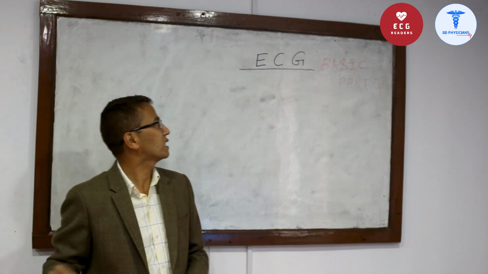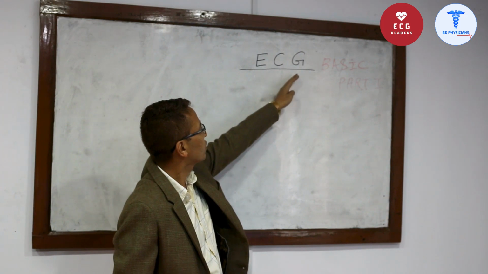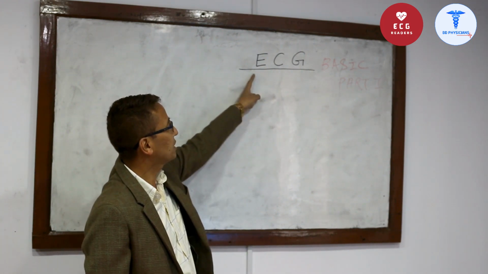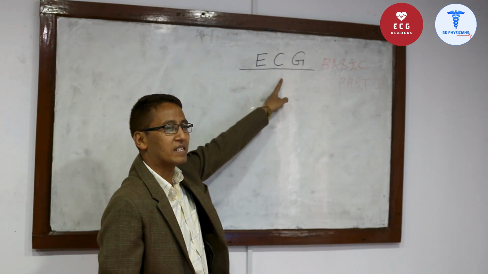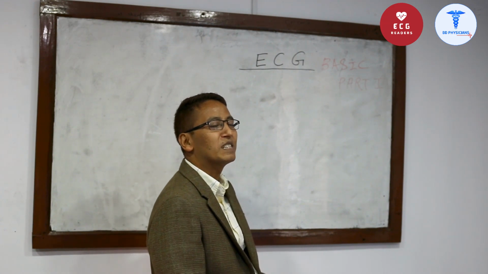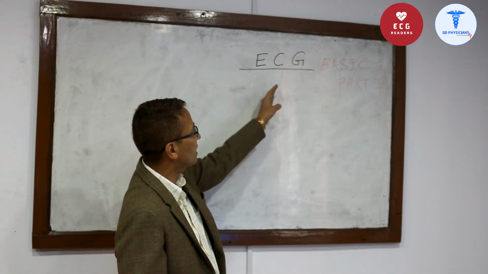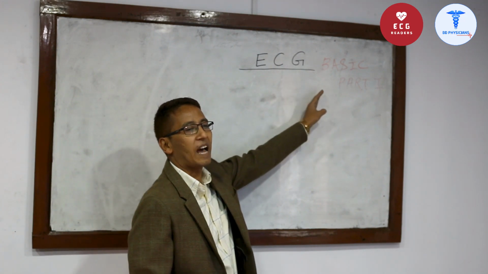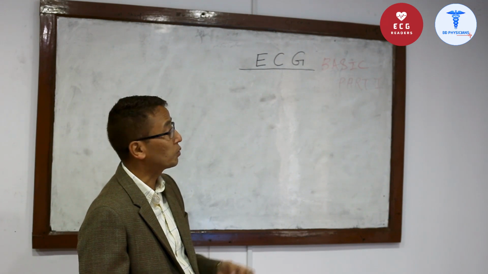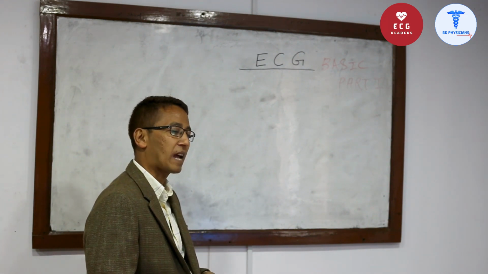What does ECG mean? ECG means electrocardiography. So it is the recording of electrical activity of cardiac muscle, that is heart muscle, and graphy means you represent it in a graph. So what are the electrical activities of the cardiac muscle, and how are they represented in the graph? Before we start, we should know the graph and the calibration of the graph.